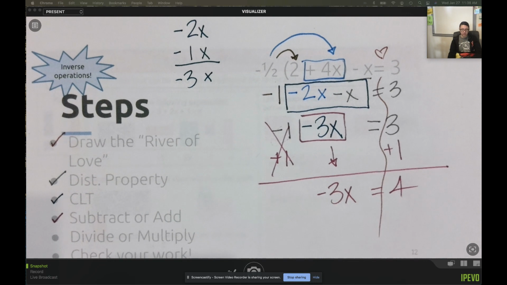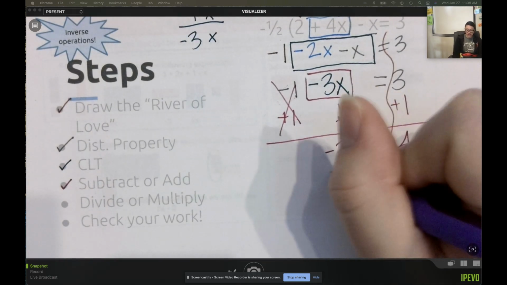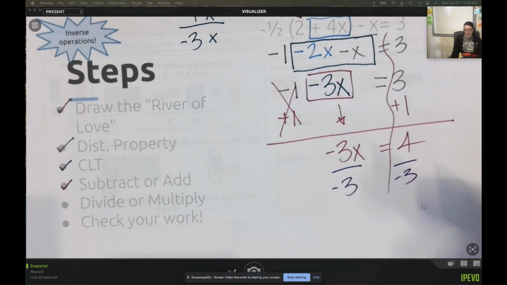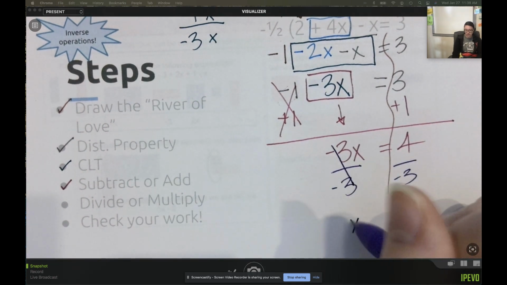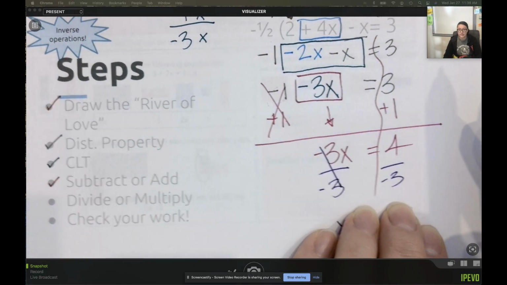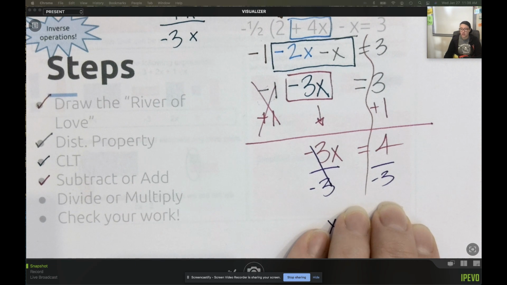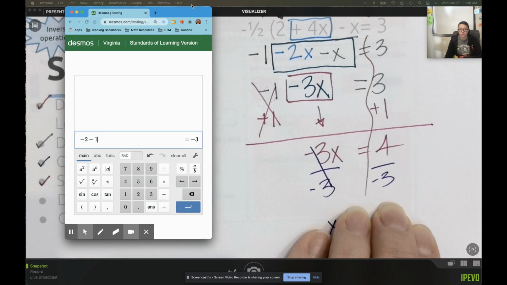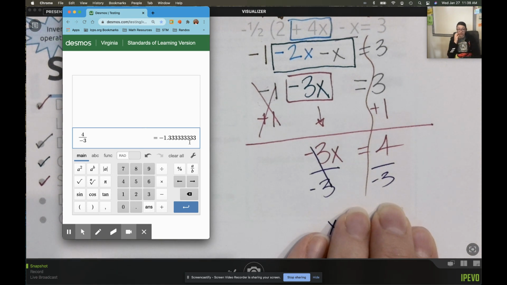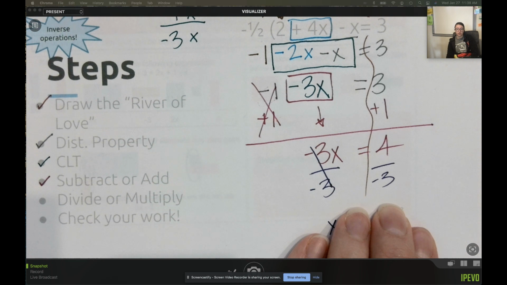Side by side means multiply. The inverse of multiplication is division. So I divide by negative 3 on both sides. Multiplying and dividing by negative 3, they cancel. So I have x equals, and now I pause. We talked last time about how we don't want to see decimals. So if I put this in my calculator, if I do 4 divided by negative 3, that gives me negative 1.3 repeating. I don't want that answer. If I've got a decimal point, I want to leave it in fraction form.